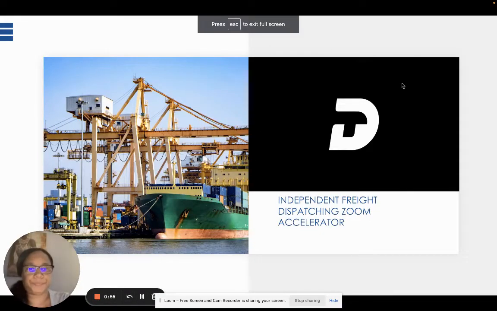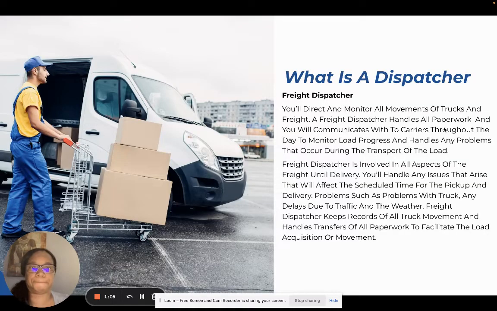All right. So now this is Independent Freight Dispatching Zoom Accelerator. What is a dispatcher? A freight dispatcher directs and monitors all movements of trucks and freight. A freight dispatcher handles all paperwork, and you will communicate with carriers throughout the day to monitor the progress of the load and handle any problems that occur during the transport of the load.